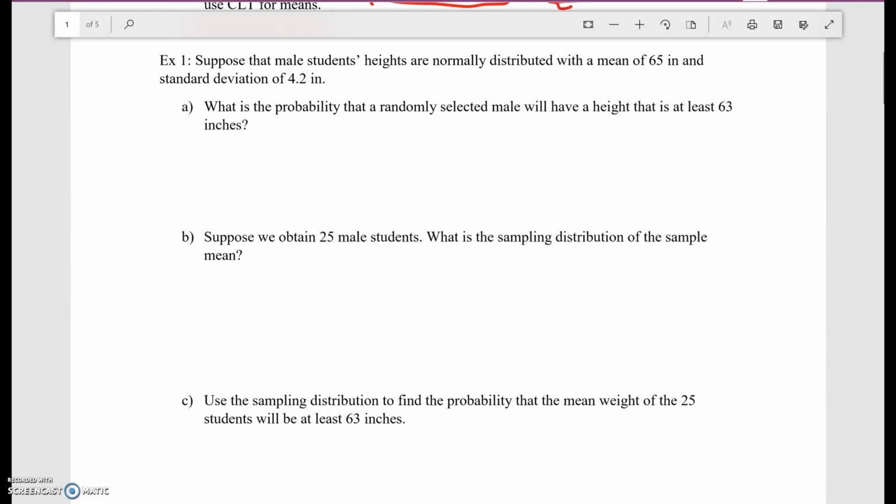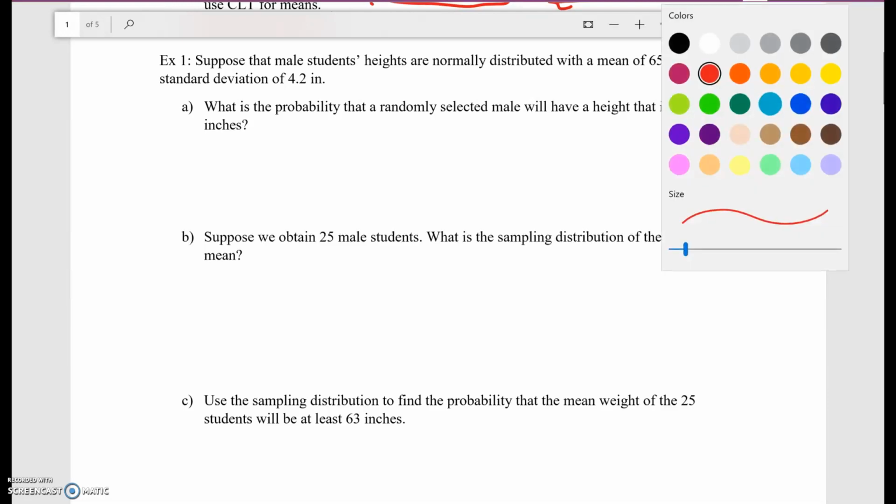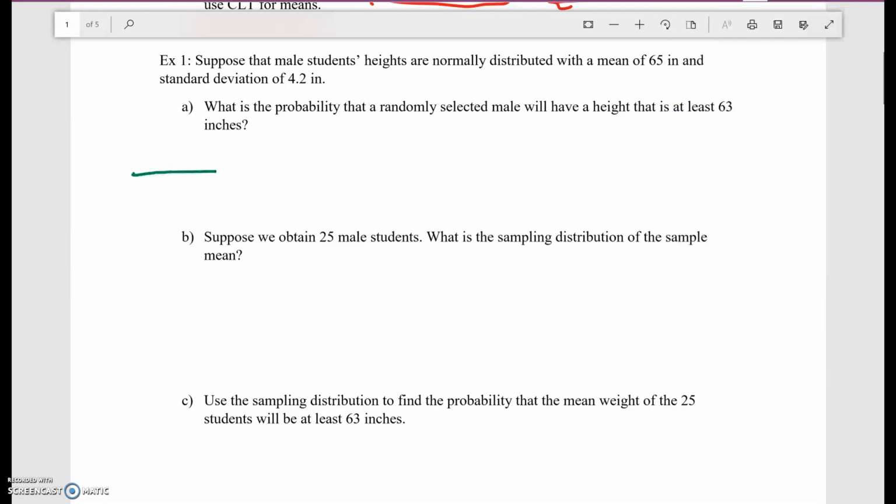Okay, so the first thing that you want to do is try to graph this out. Let me use a different color. So let's graph this. We know that the male's height is normally distributed. The mean is 65 inches and the standard deviation is 4.2. So we know that sigma here is 4.2. The mean is going to be 65 inches.